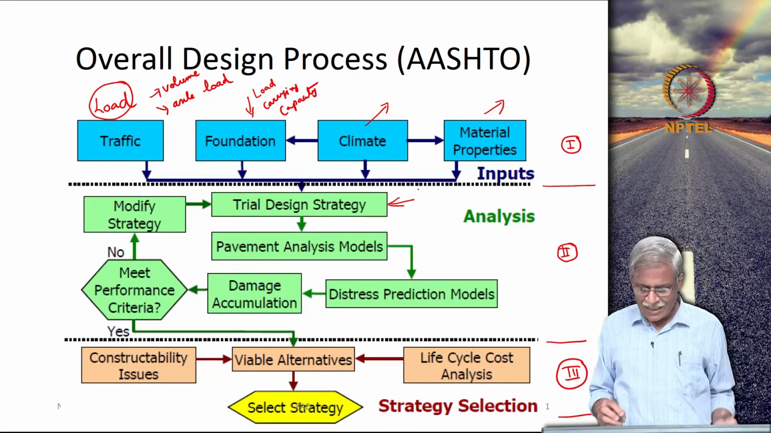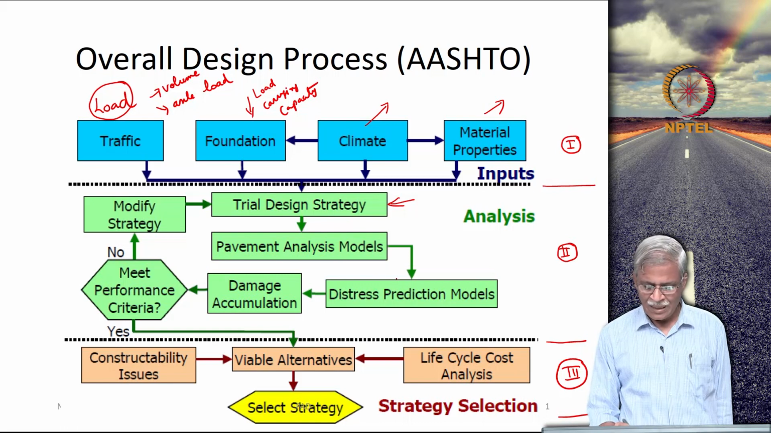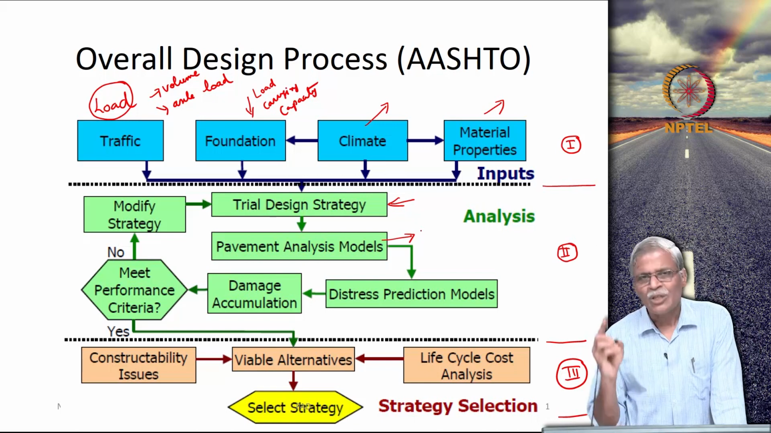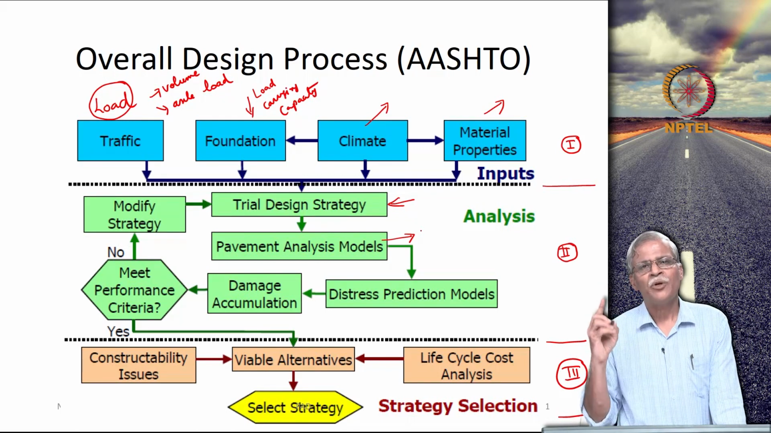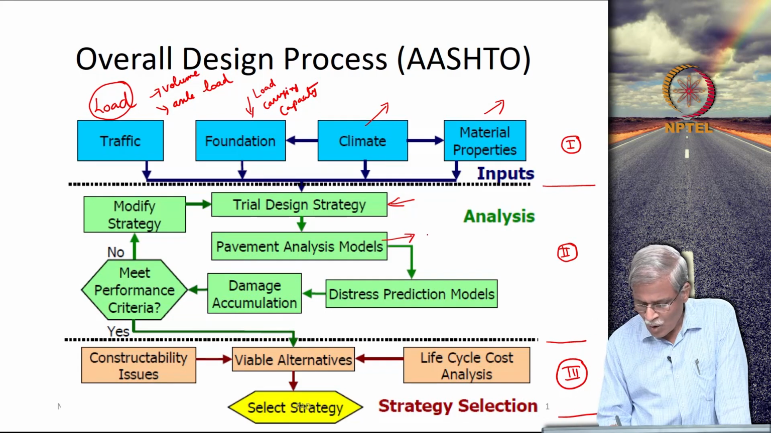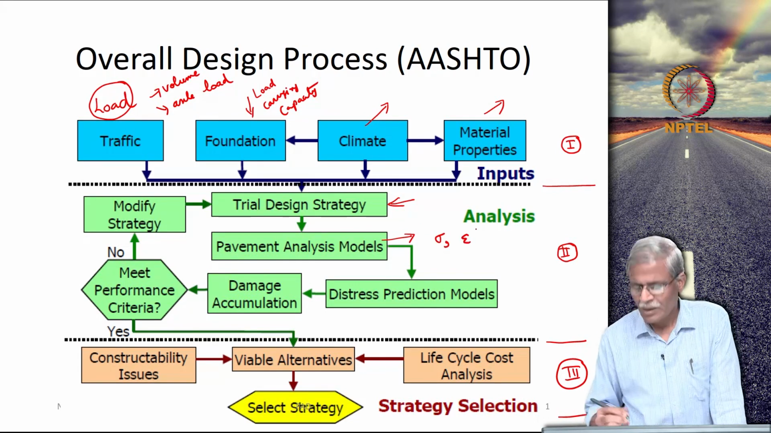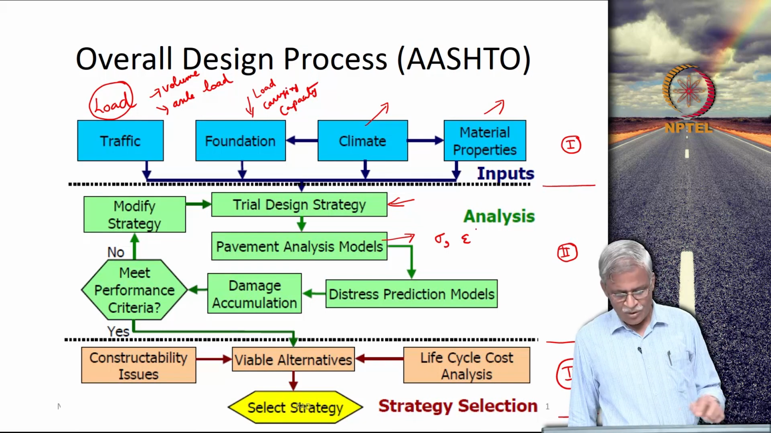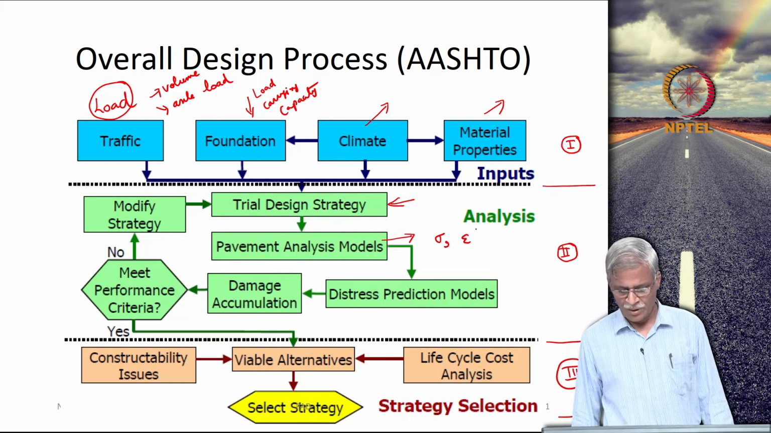So, you take the trial design, and then there is something called the pavement analysis model. What exactly is this analysis model? Given any pavement cross section, how do you compute the critical stresses and strains at different spatial locations? This is what is really called pavement analysis models.